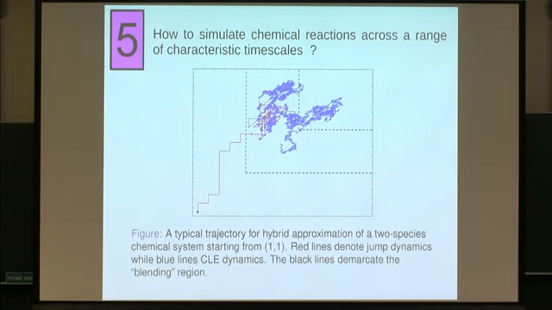One of the questions which resonates a lot with things that we heard from Radek and David, and will also resonate with things that we're going to hear from Sam, is how to simulate chemical reactions across a range of characteristic timescales. So I'm going to come into this problem from a different point of view from Radek. Radek went from the fine scale, and then he talked about spatial models, and then he mentioned non-spatial models.